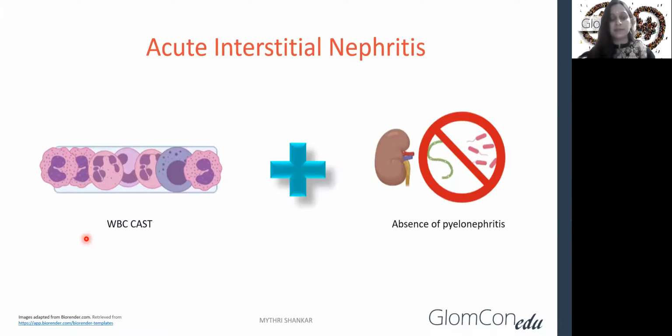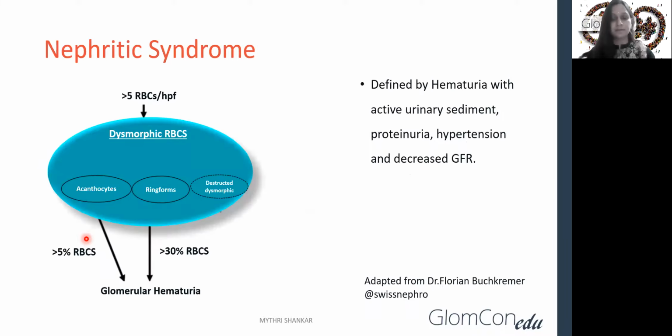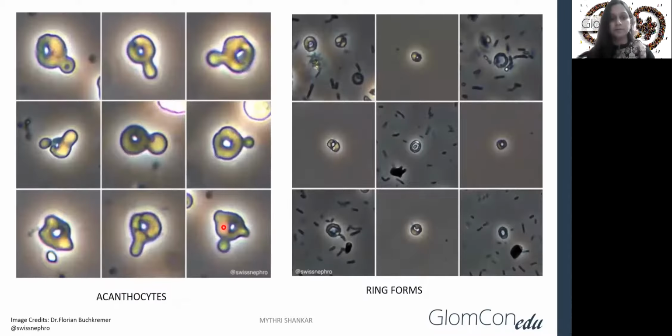So whenever we see a WBC cast in the absence of acute or chronic pyelonephritis, it is highly suggestive of acute interstitial nephritis. Coming to nephritic syndrome, acanthocytes are specific for glomerular injury. The percentage of dysmorphic RBCs varies widely in literature. Acanthocyturia of 5% or 30% of ring forms or destructed dysmorphic RBCs had a specificity of 98% for the diagnosis of nephritic syndrome. You can see acanthocytes here with indentations in the RBC cell membrane.